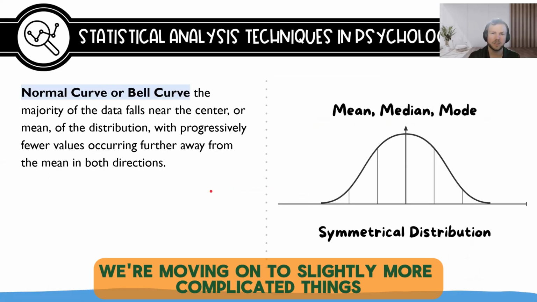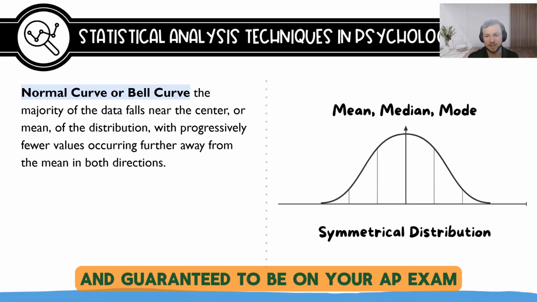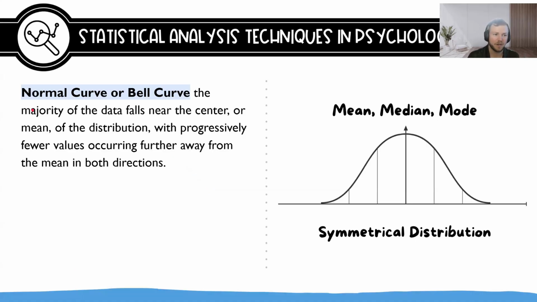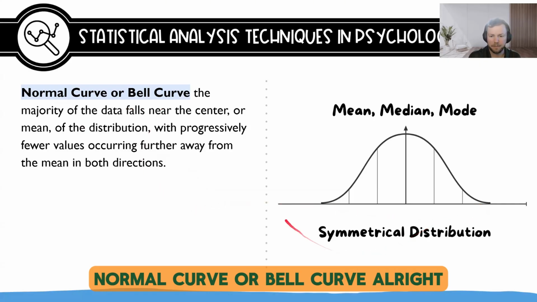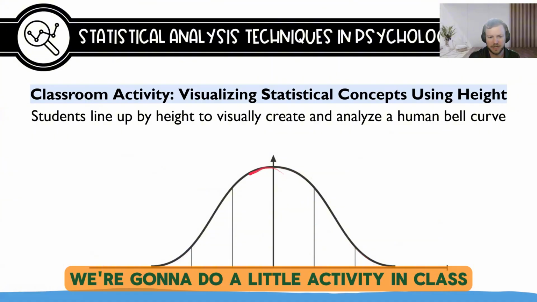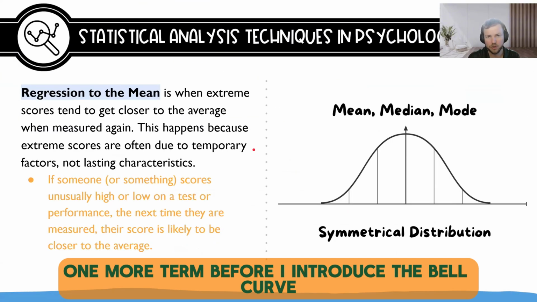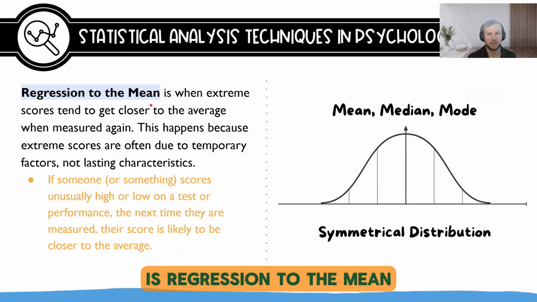All right, now we're moving on to slightly more complicated things, and these are guaranteed to be on future assessments and guaranteed to be on your AP exam. Normal curve or bell curve, right? This is a bell curve. We're going to do a little activity in class related to this bell curve, but for now, just introducing it. One more term before I introduce the bell curve is regression to the mean.